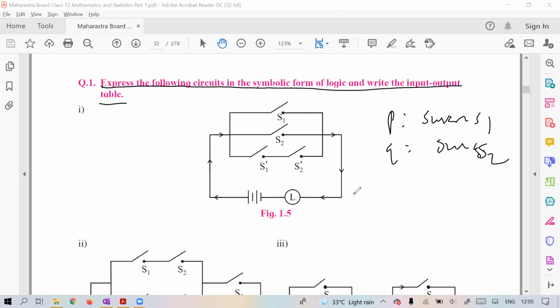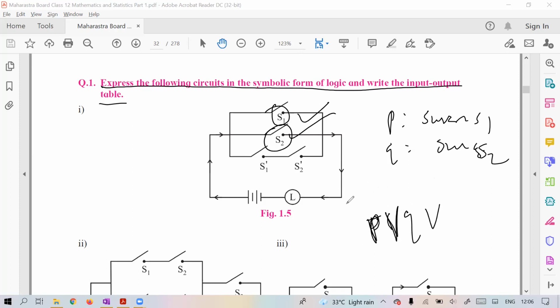So what can you write for this light L? The input output will be equivalent to which expression? What is the symbolic form? So look here first. Are S1 and S2 in parallel or series? Parallel. So I am writing P for S1 and Q for S2, so P or Q. It is parallel, so either of them will work.